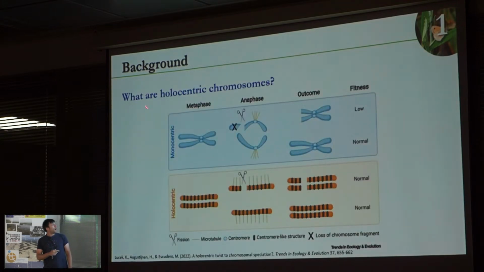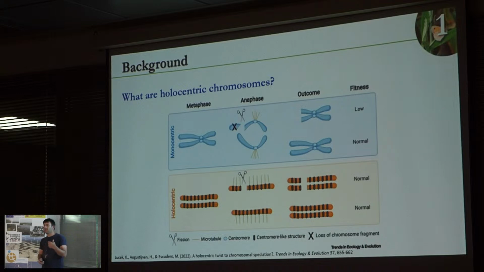So now I'm going to tell you what are the holocentric chromosomes. Here you have the typical monocentric chromosomes. These are the typical chromosomes that we have studied in secondary school, in which we have a single centromere. So these are the typical human chromosomes.